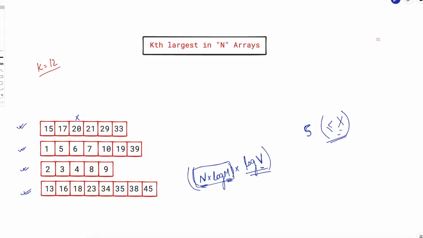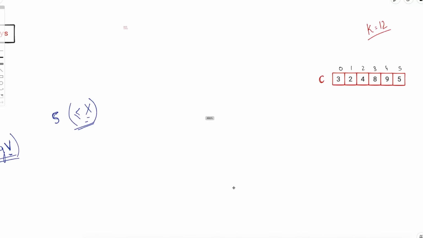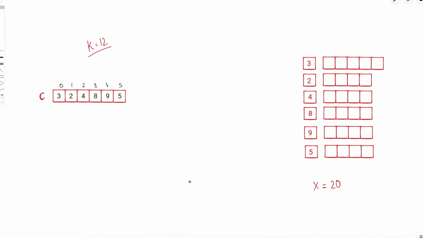Now let's map this to the original problem. So the original problem, if you remember, had this coins array. Each of these coins, we have infinite supply, but we know that we have to stop at k. So we have all these arrays where each array is of length k, right? And we need to figure out the kth largest element itself across all these arrays, right?